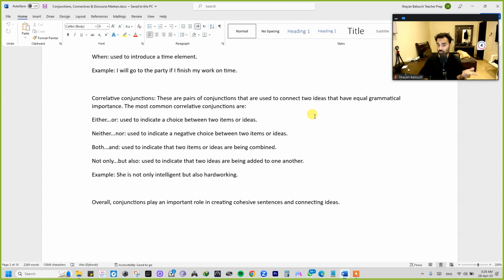Okay. Two different choices. Neither nor, used to indicate a negative choice between two items or ideas. Both and, used to indicate two items or ideas are being combined. Okay. Not only, but also, used to indicate that two ideas are being added to one another. For example, she is not only intelligent, but also hardworking.